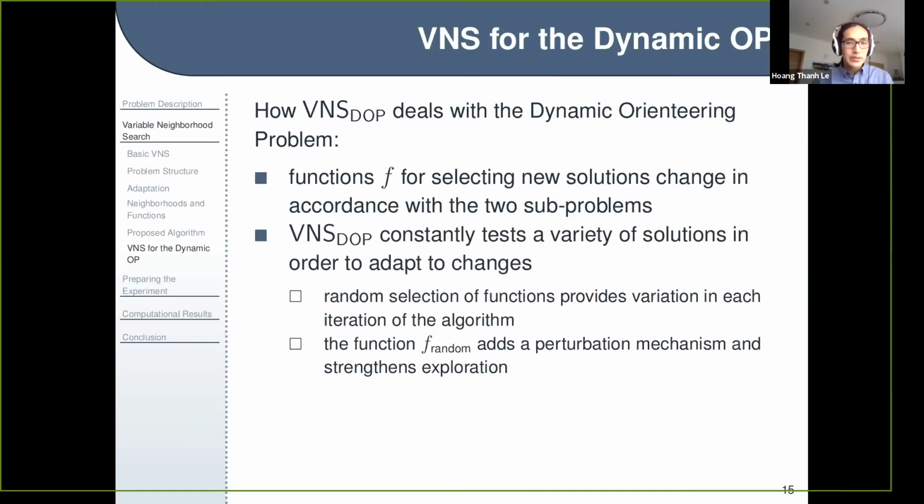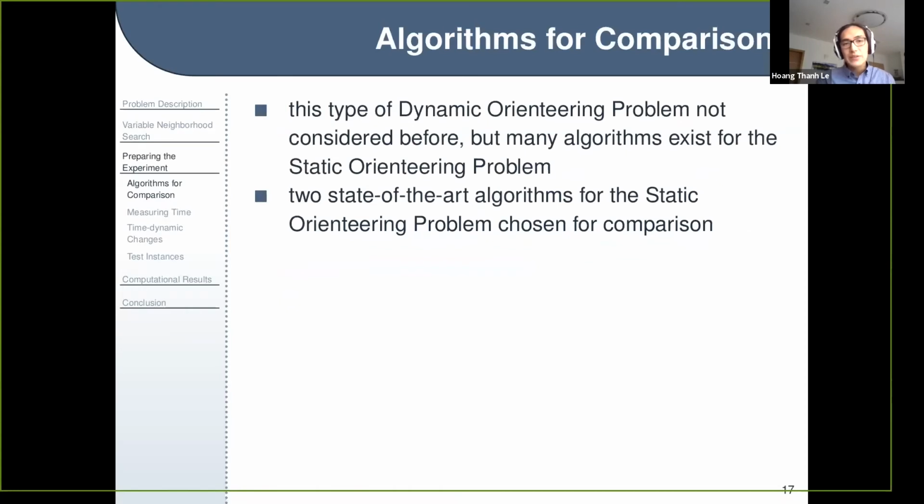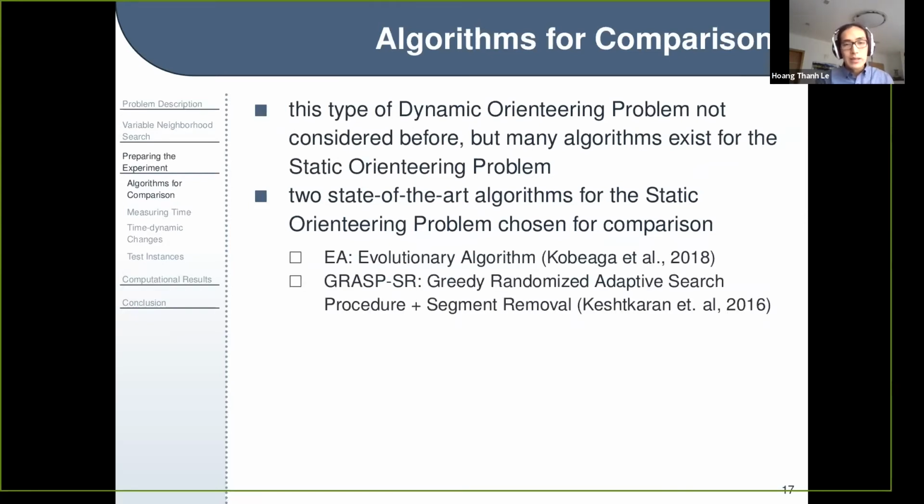Okay, after describing the algorithm, I would like to explain how we prepared the experiments to evaluate the algorithm. To the best of our knowledge, this type of dynamic orienteering problem, where the problem changes over time, has not been considered before, but there exist many algorithms for the static orienteering problem. So we chose two state-of-the-art algorithms for the static problem in order to compare ourselves with them. These are an evolutionary algorithm, as well as a greedy randomized adaptive search procedure with segment removal.